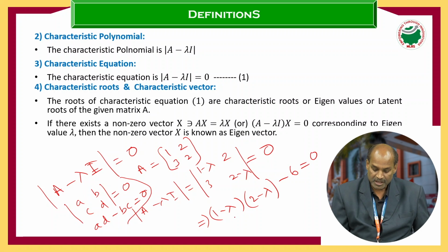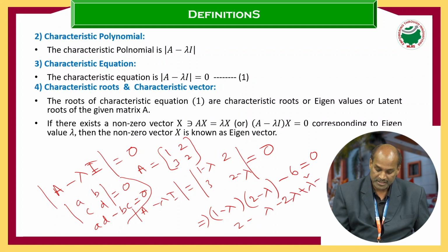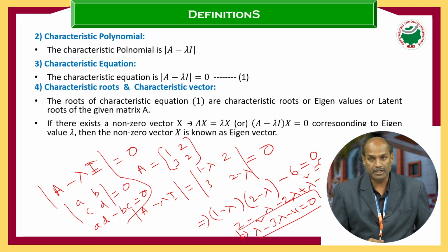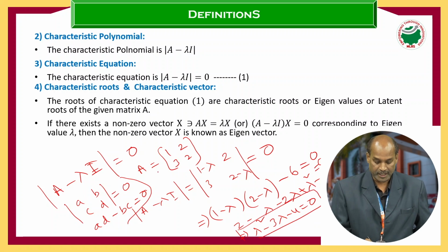Now you multiply this, we will get 2 minus 2 lambda, this is minus lambda, and this is minus 2 lambda, and minus minus plus lambda square, minus 6 equal 0. Now simplify. We will get lambda square, minus lambda minus 2 lambda, this is minus 3 lambda. Here plus 2 minus 6, so plus 2 minus 6 is minus 4, equal 0. Now this equation is defined as the characteristic equation of the given matrix A.